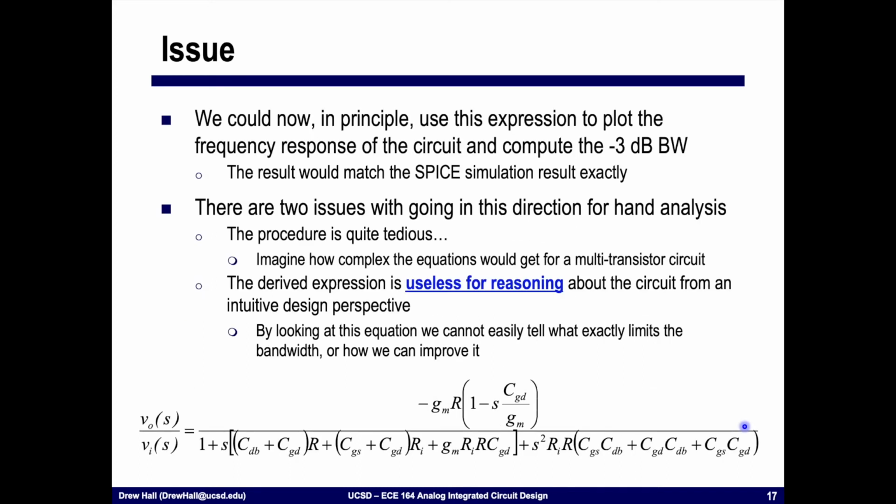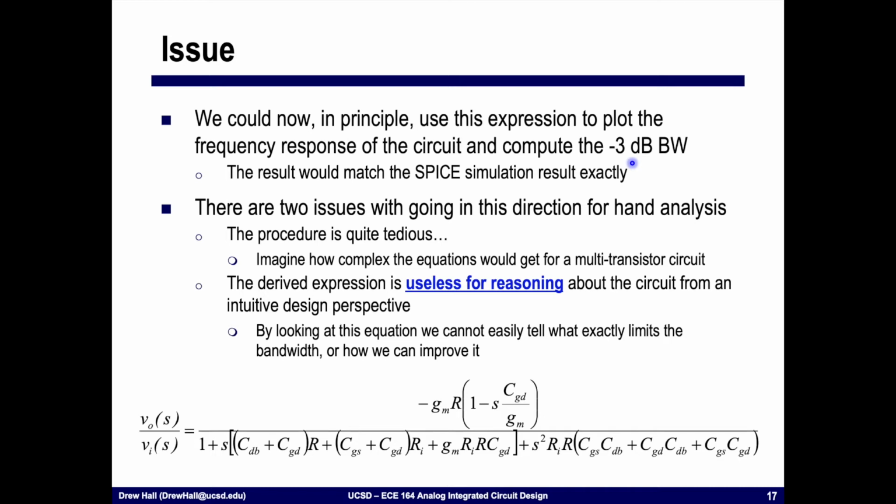Now, what could we do? Well, we could use this expression, and I could plug it into MATLAB or Excel and plot the frequency response, and trace along to find the minus 3 dB bandwidth. Or maybe better yet, I could plot the phase, find minus 45 degrees, and calculate where the pole was.